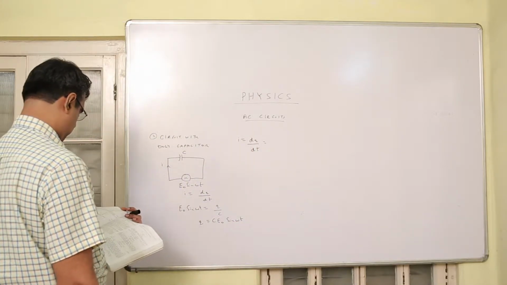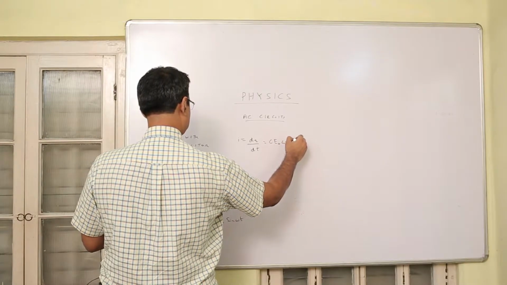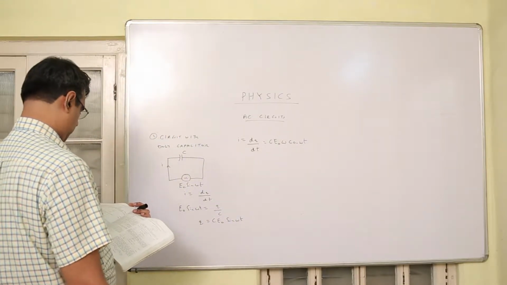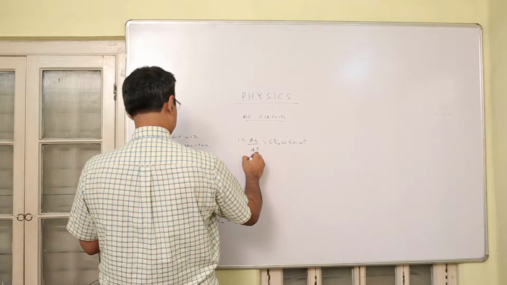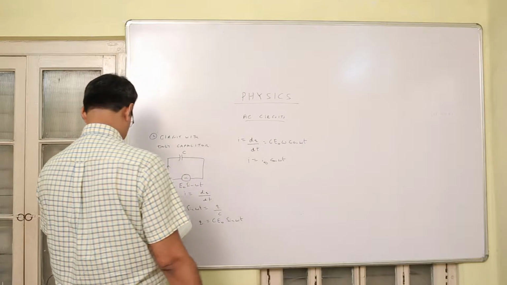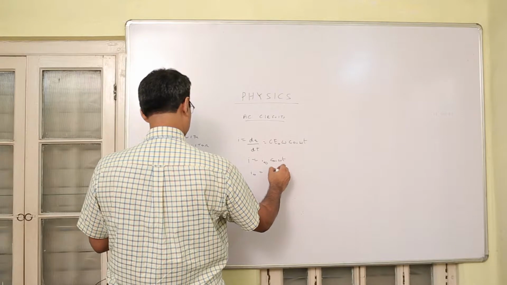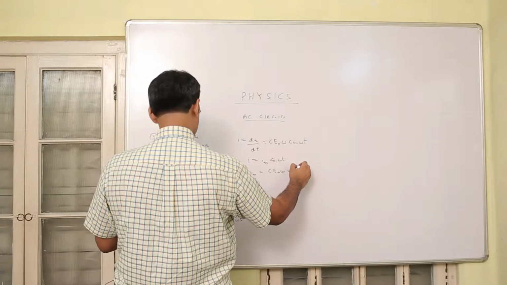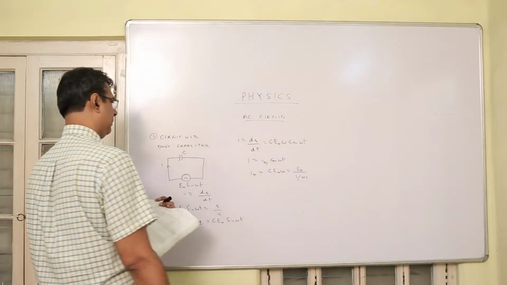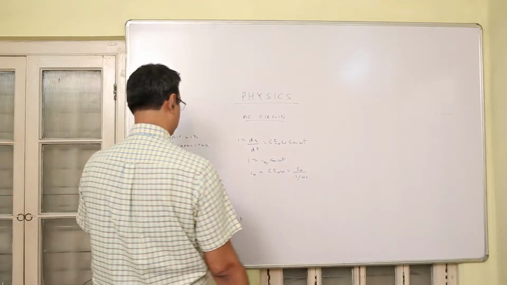So I is equal to dq by dt. That is CE0 omega into cos omega t. So now we can say that I is equal to I0 cos omega t, where I0 is CE0 omega. That means we can write I0 is E0 by 1 by omega C.